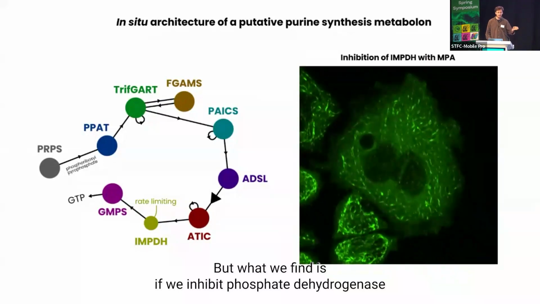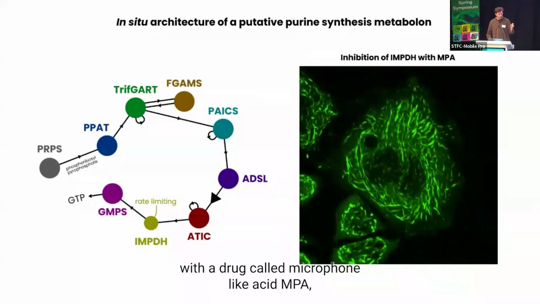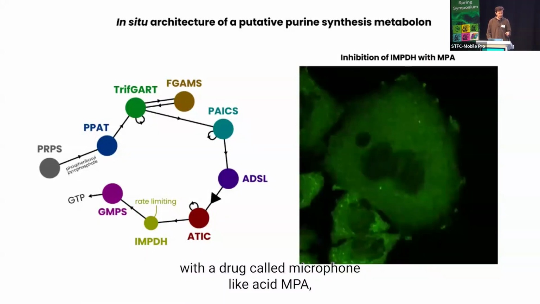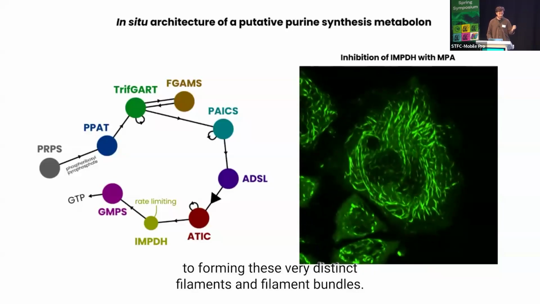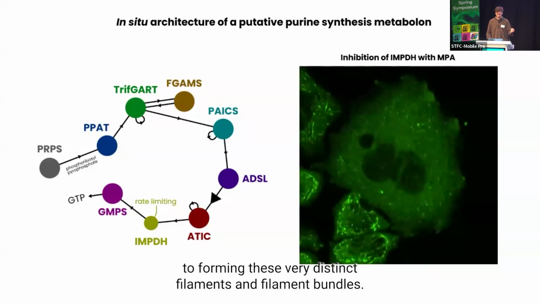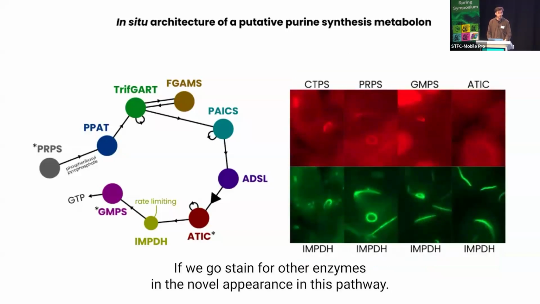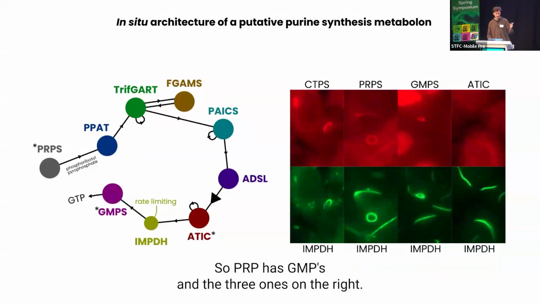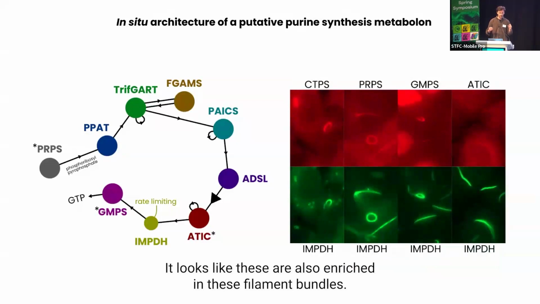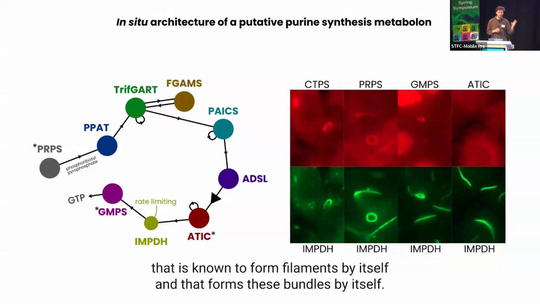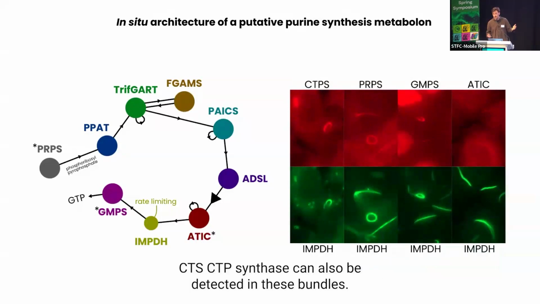But what we find is if we inhibit inosine monophosphate dehydrogenase, IMPDH, with a drug called mycophenolic acid, MPA, you see that it goes from free and diffuse in the cytoplasm to forming these very distinct filaments and filament bundles. If we co-stain for other enzymes in the de novo purine synthesis pathway, so PRPS, GMPS, and ATIC, the three ones on the right, it looks like these are also enriched in these filament bundles. And then another enzyme that is known to form filaments by itself and that forms these bundles by itself, CTPS, CTP synthase, can also be detected in these bundles.